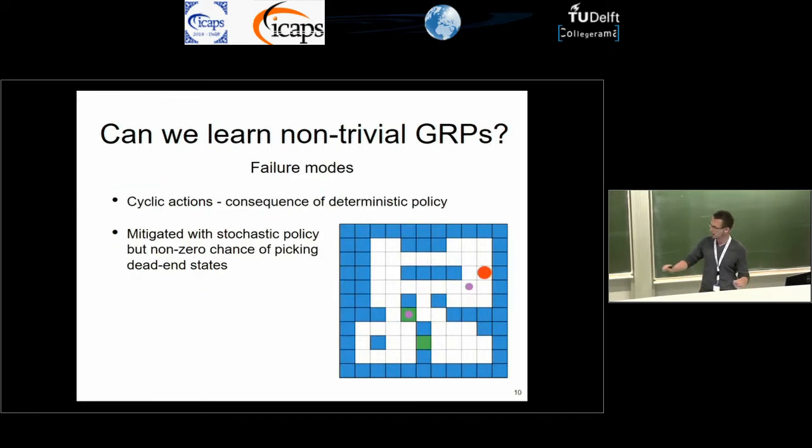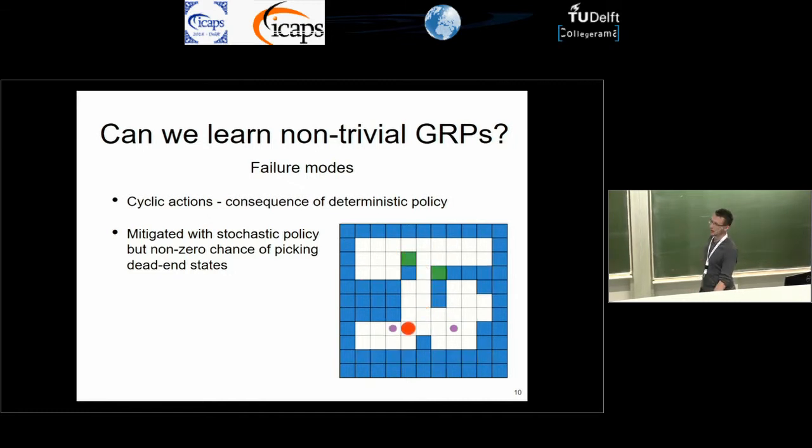So what's going on? We wanted to try to evaluate what's going on in this architecture. And so we looked at standard methods for visualizing convolutional neural networks. Those didn't prove to be useful, so we started looking at failure modes. And the most common failure mode is cyclic actions, and they're mostly a consequence of a deterministic policy. We can easily mitigate this with a stochastic policy, but that results in a non-zero chance of picking dead-end states.